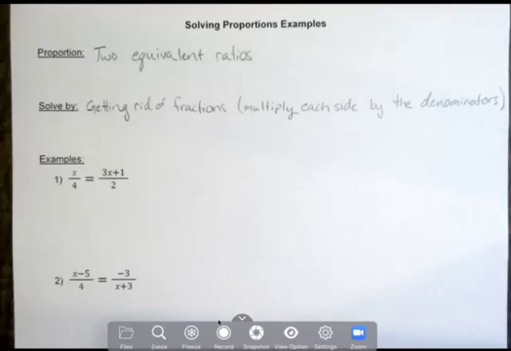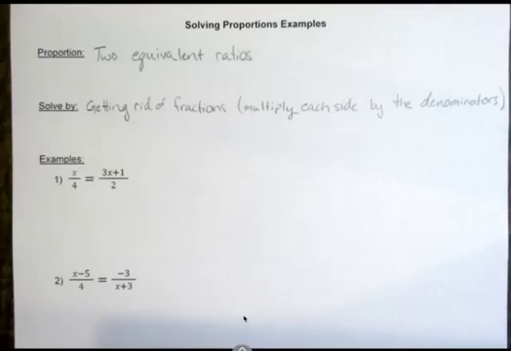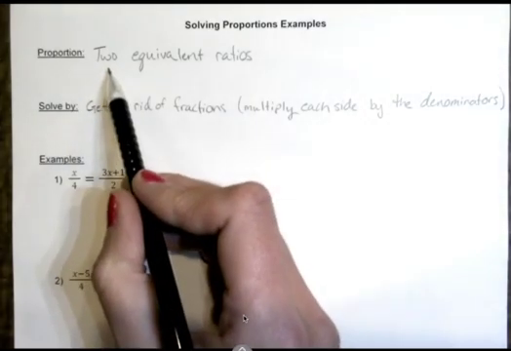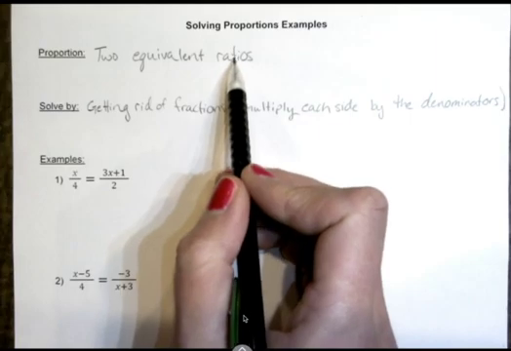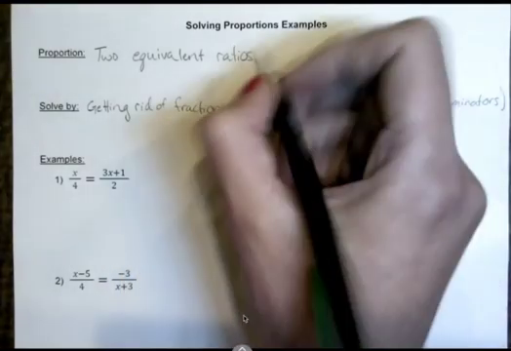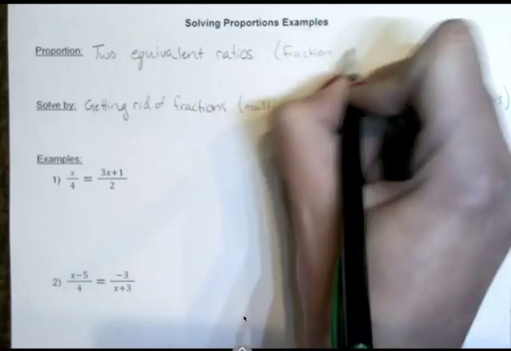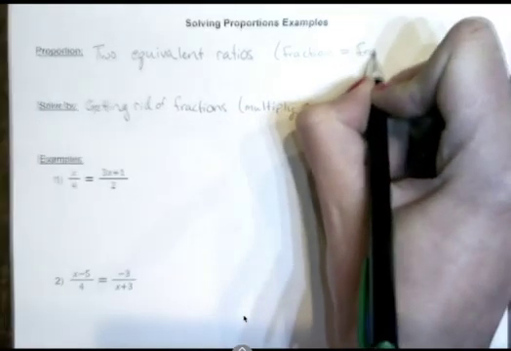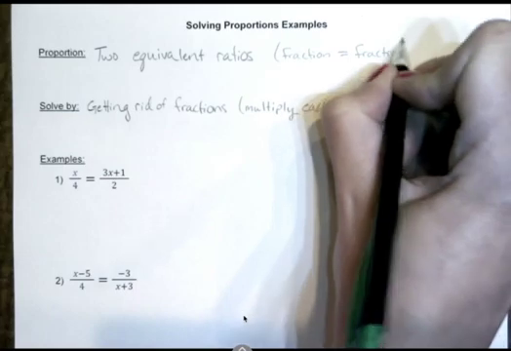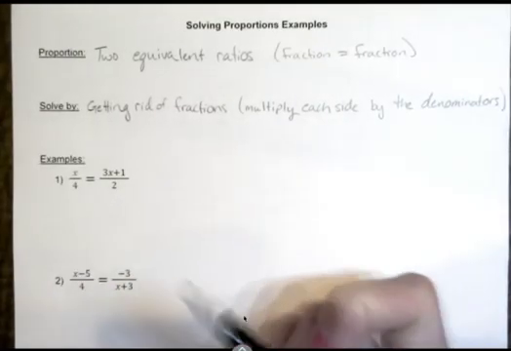Guys, in this video, we are going to be solving what we call proportions. This should be a review, but just a reminder, a proportion is two equivalent ratios. Another way to think about this is a fraction equals another fraction. That's all the word ratio means, is just fraction. So it's two fractions that are equal to each other. We're going to solve by getting rid of the fractions.